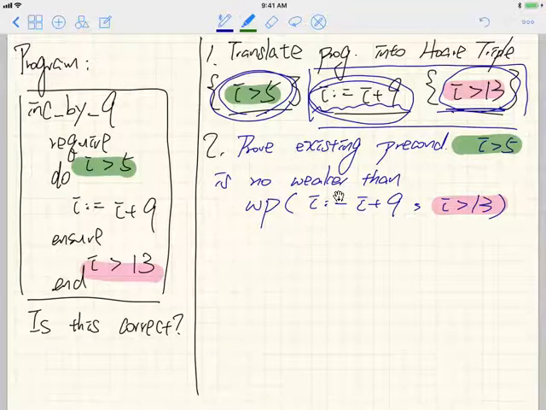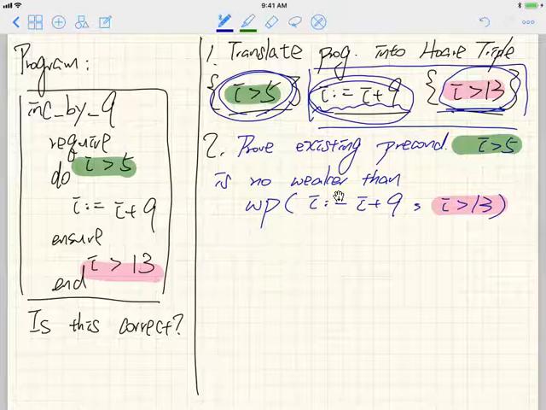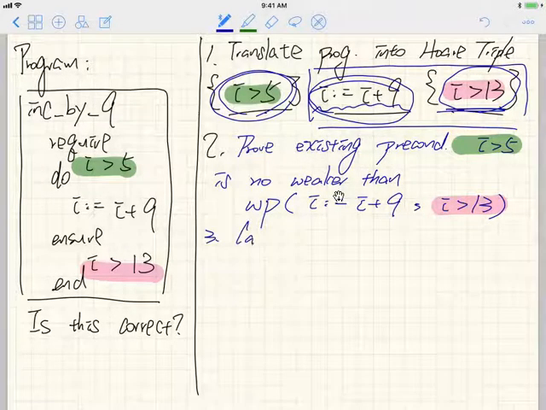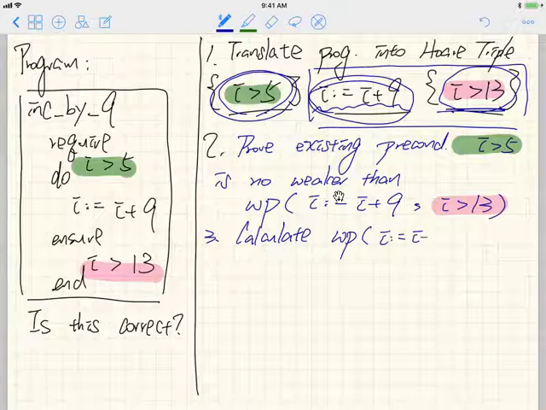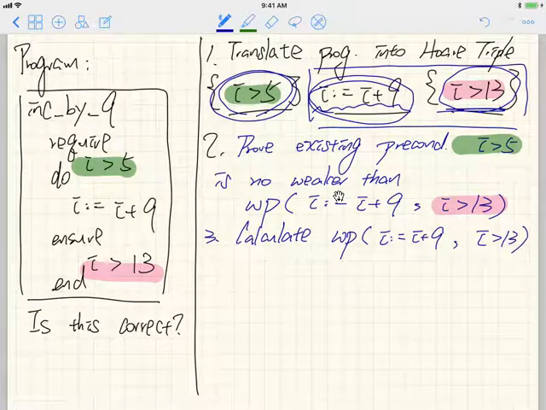Third step, let's calculate the WP. Usually the third step is the most complicated one, but it's really mechanical. If you know the rule, it's doable. So this one is very trivial. Let me just do that. Step number 3, calculate the WP for I is assigned to I plus 9 to establish I larger than 13. What is that?